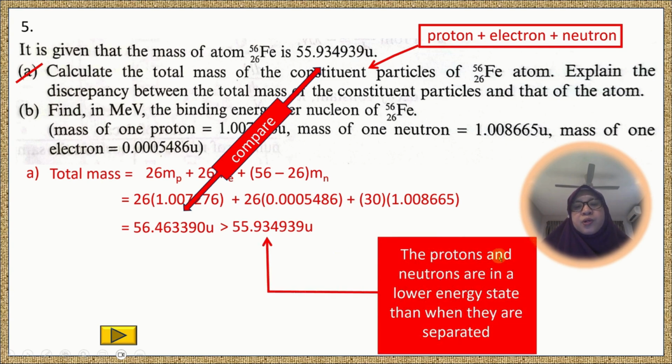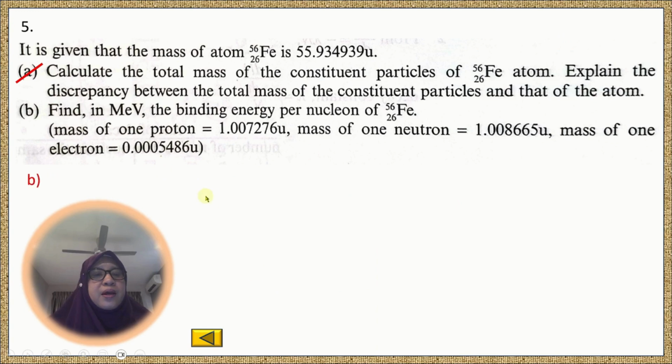So the protons and neutrons are in a lower energy state than when they are separated. This is the explanation for the question. Why is the value larger for the total mass of the constituent particles? Because the protons and neutrons are in a lower energy state than when they are separated. Now we go to question B.